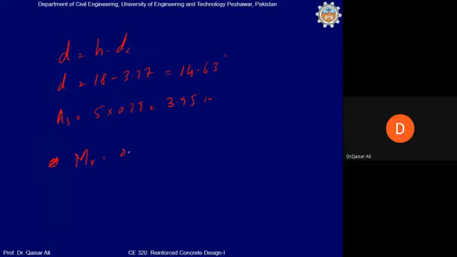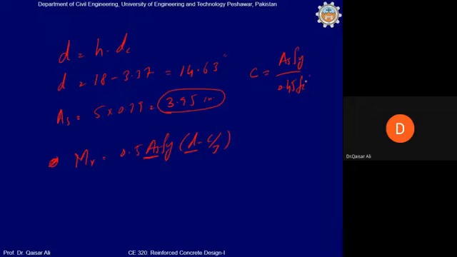Now using this equation, this is equal to 0.5 AS FY into D minus C by 3. Based on this actual reinforcement, now you can calculate the actual value of C. Is it understandable now? In this equation you will put the actual provided area and the actual calculated effective depth, and you will calculate the actual value of C, and you know that the value of C is equal to AS FY divided by 0.45 FC prime into B.